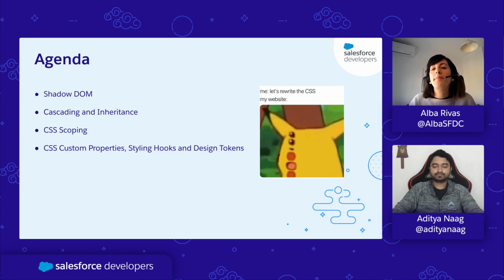We're going to talk about the different ways in which you can load CSS styles into your components and their implications on how these styles are going to be scoped in the end. And finally, we're going to talk about CSS Custom Properties and how we're using them internally in Salesforce to implement some of the features that you can use as of today.